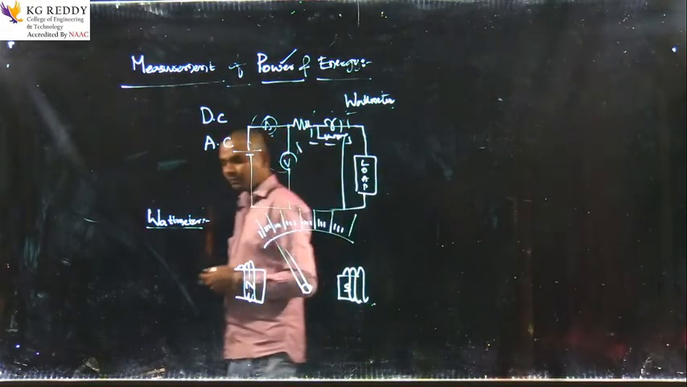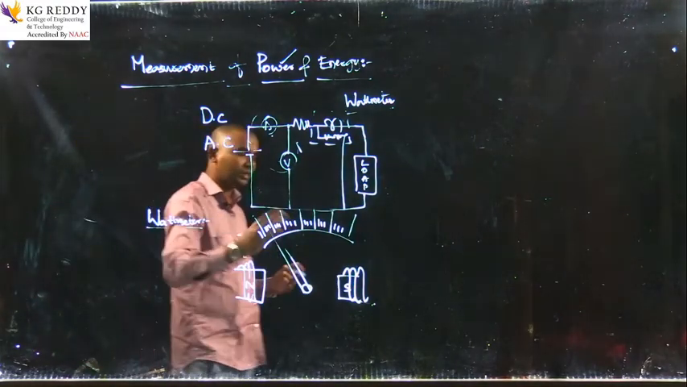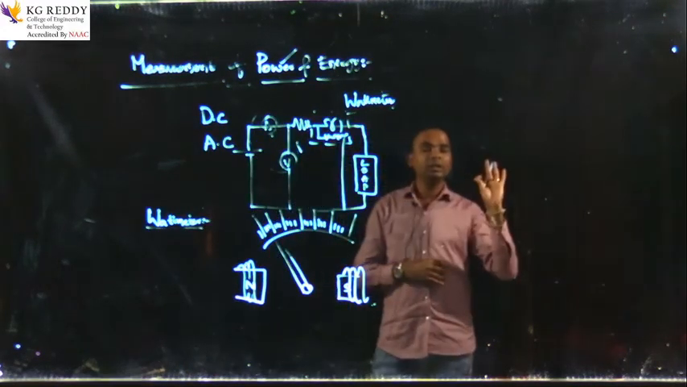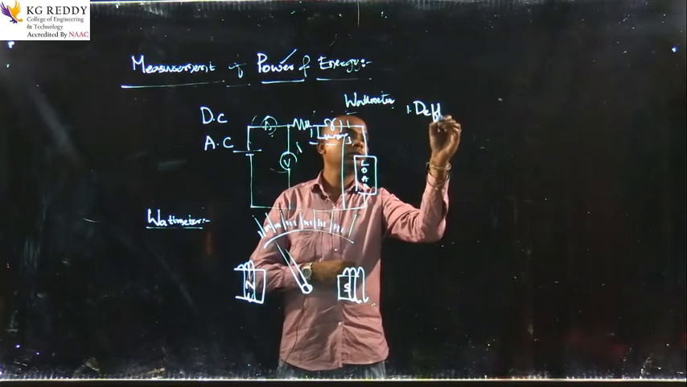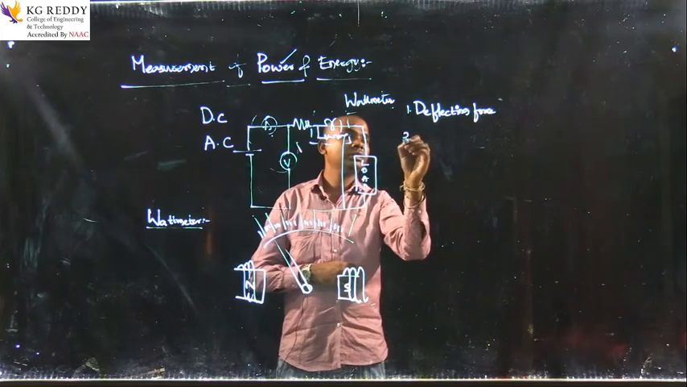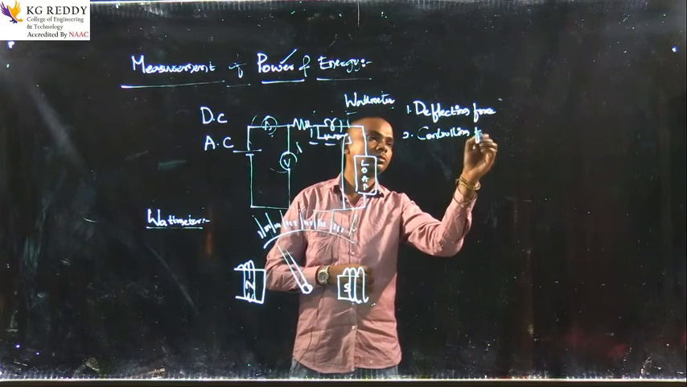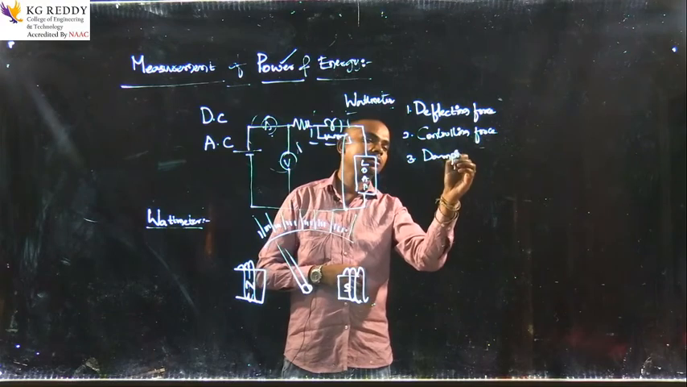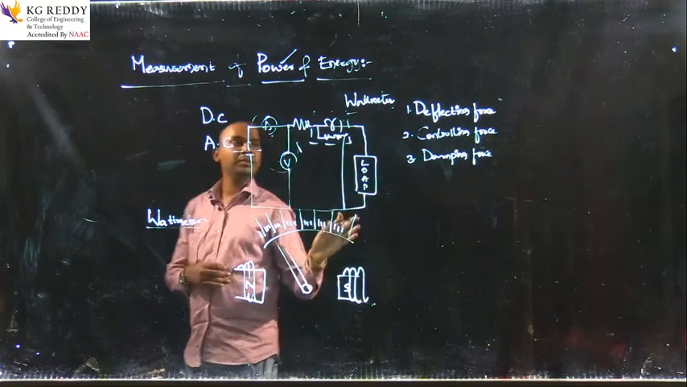What are the requirements for a particular wattmeter? For any kind of measuring instrument we need to have three effects: the deflecting force, next the controlling force, and third the damping system, that is damping forces. These are the three requirements we need to have.